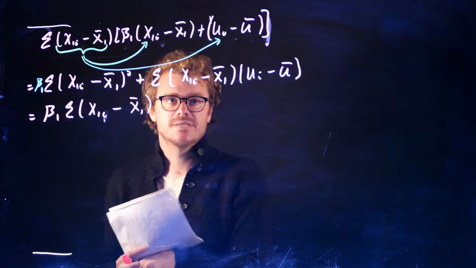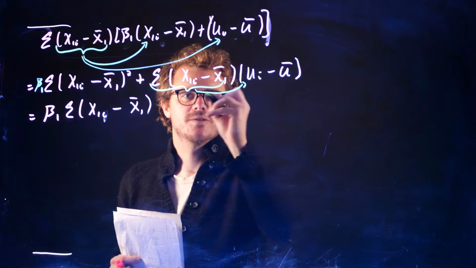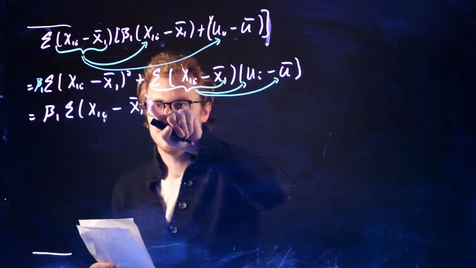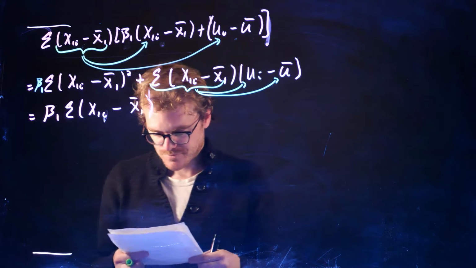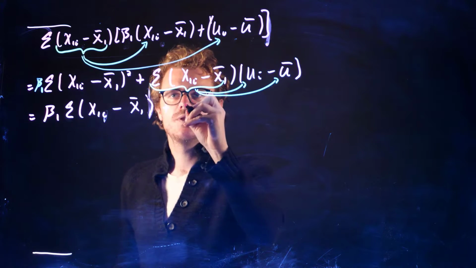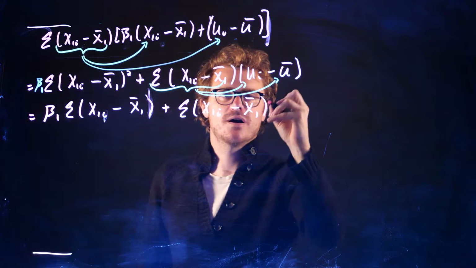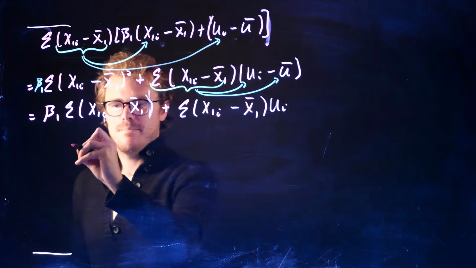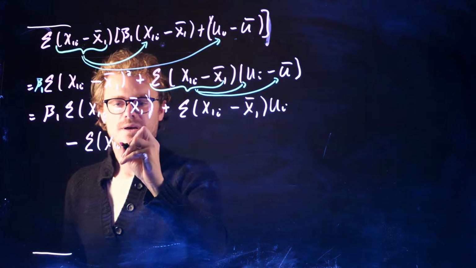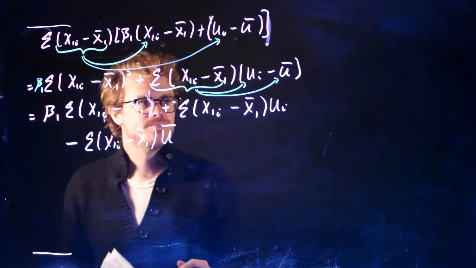And then what we're going to do is expand this bracket. So we're going to multiply this through by each of these. Apologies, it's getting a little bit ugly on the board here, just like in regular class. So we're going to do that. So plus the sum of x1i minus x1 bar times ui, minus the sum of x1i minus x1 bar times u bar.